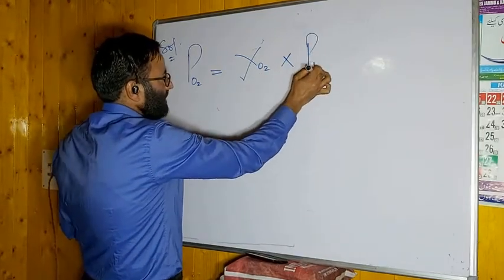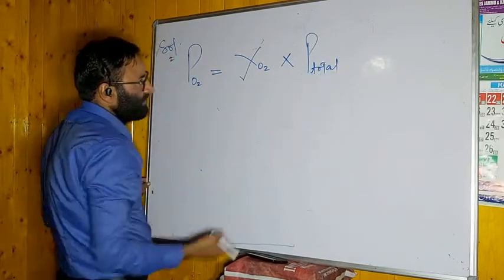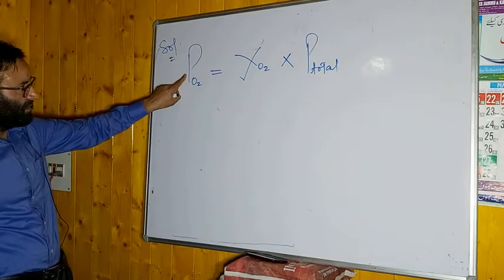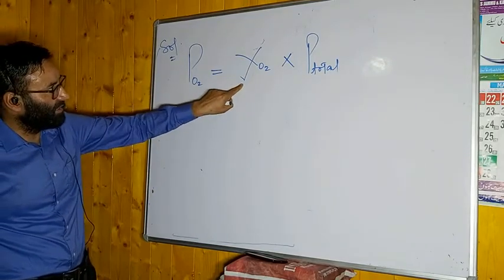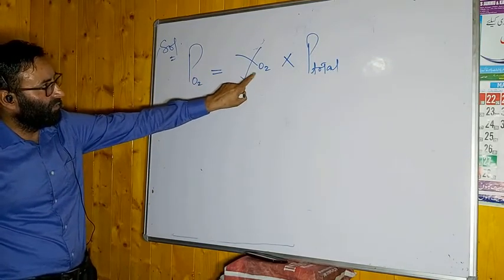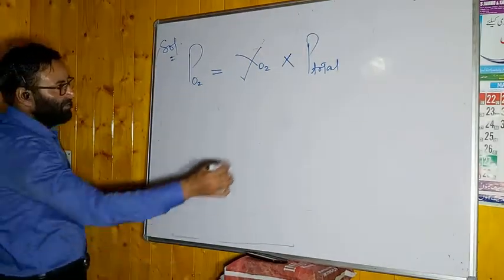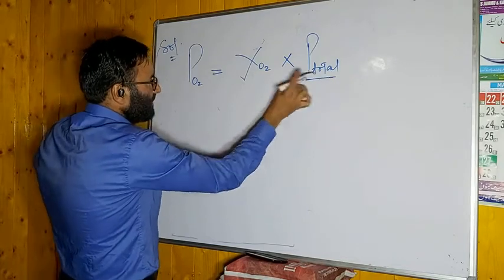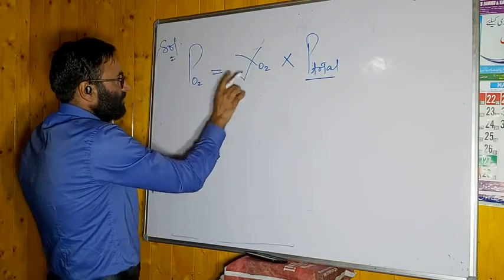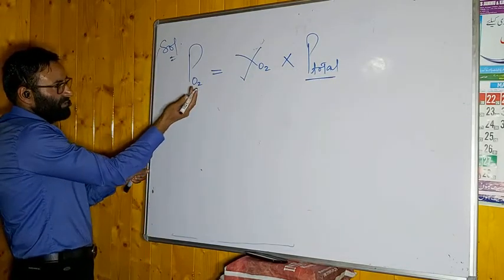P total is given. You have to determine this one, but first you have to determine the mole fraction of dioxygen gas. ये याद रखना है on this point. It is given. You have to calculate the mole fraction of O2. यहीं पे लिखेंगे. This is the first part.